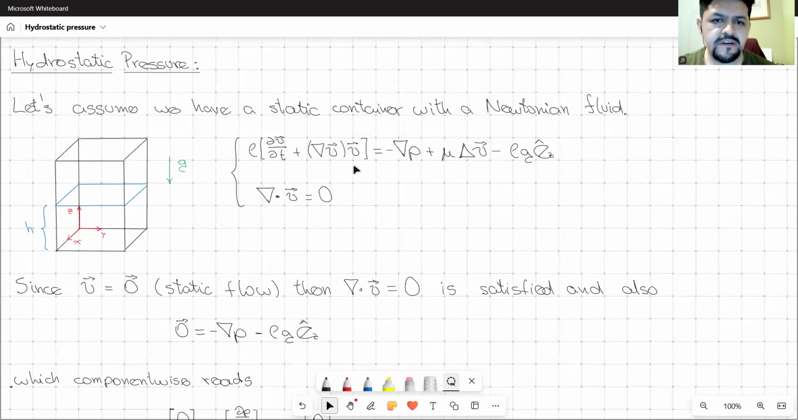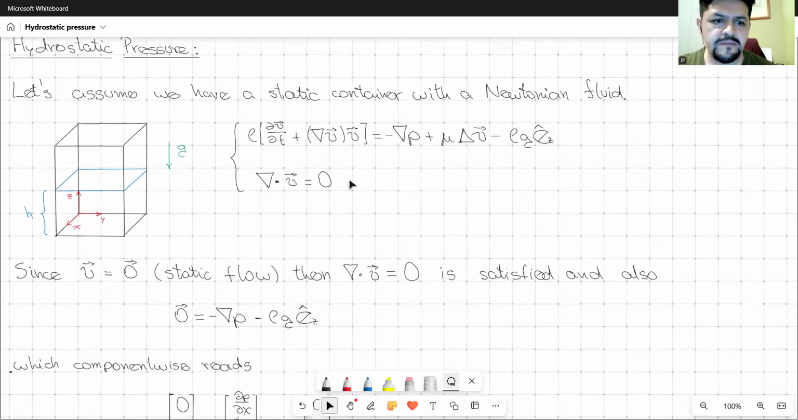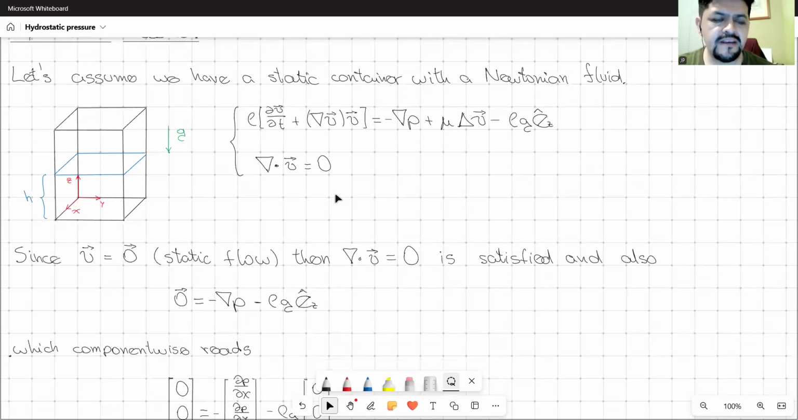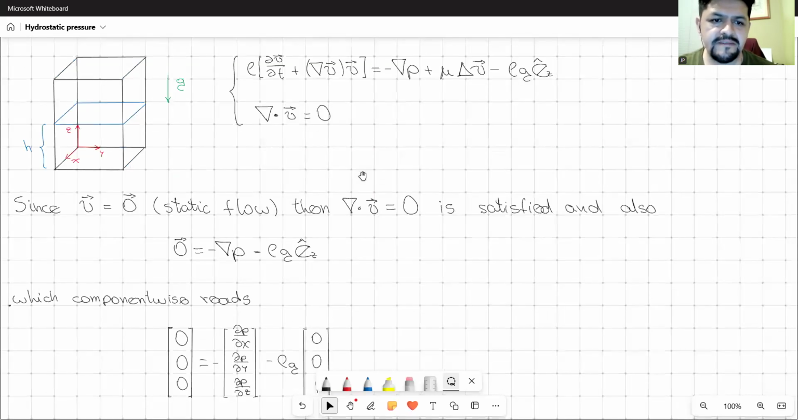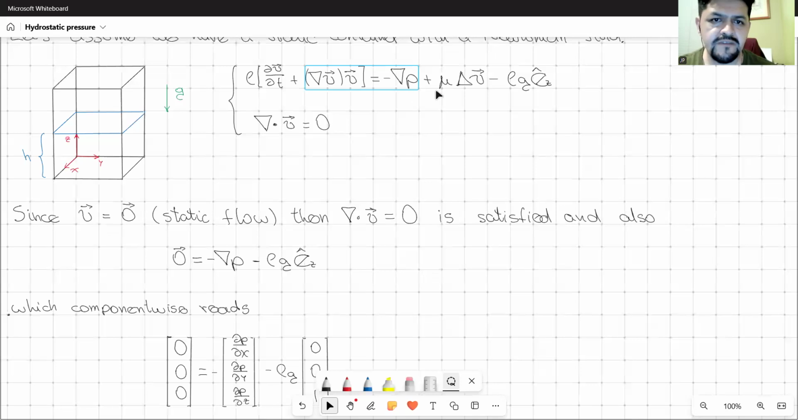As usual, we start from the Navier-Stokes equations for an incompressible flow, which is in this form. The main assumption made is that this is a static flow, therefore the velocity field is zero, which immediately implies that the divergence of velocity will be zero. Therefore, this equation is automatically satisfied. All that is left is the first equation, which now takes the form of zero equals the pressure gradient and the body forces.